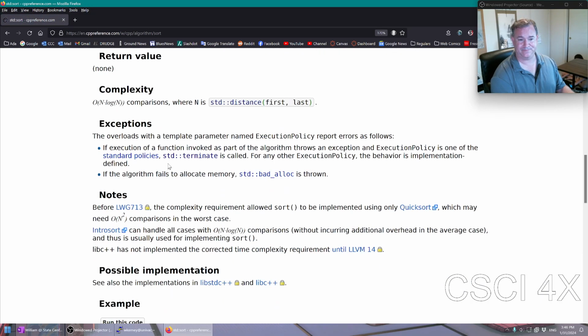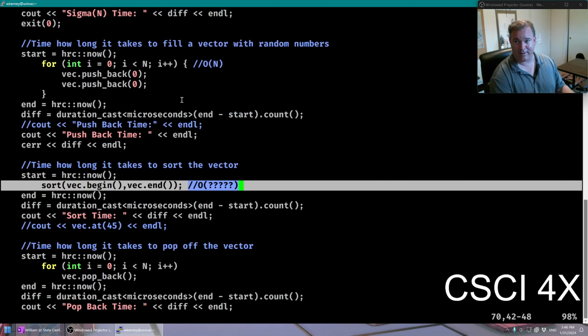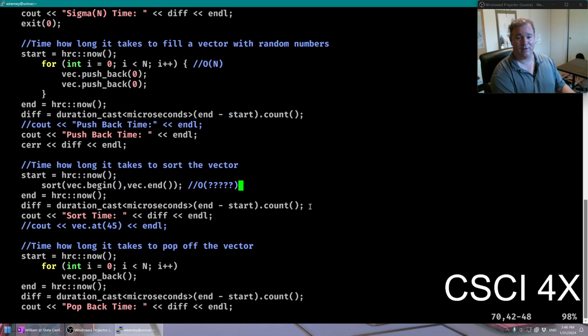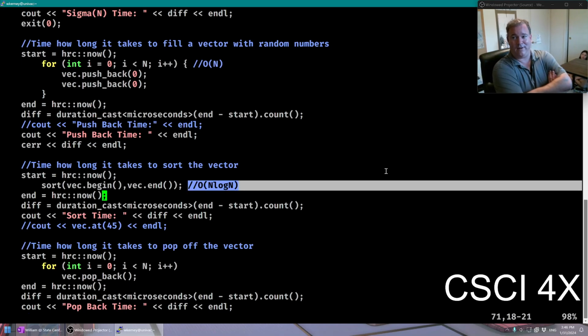You guys remember this? N log n. Everybody needs to know sort runs in n log n time. This is just something you have to know as a computer science major. Everybody repeat after me: sort is order n log n time. Type that in chat, please. Ada, say sort is order n log n.